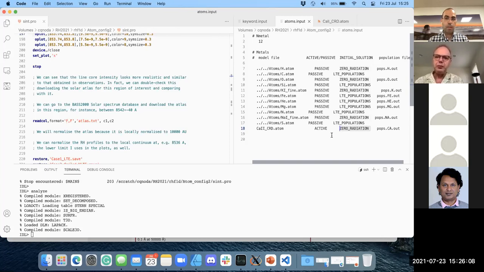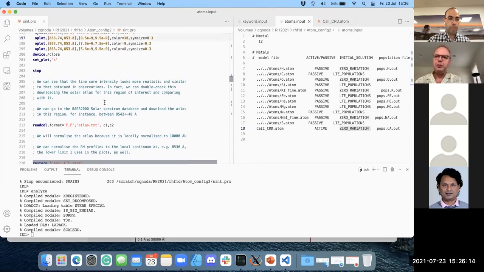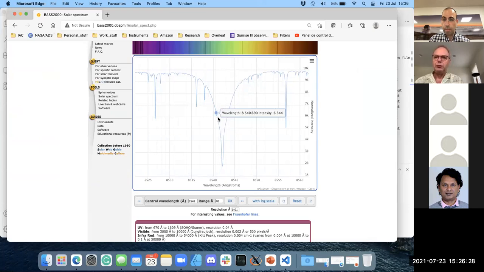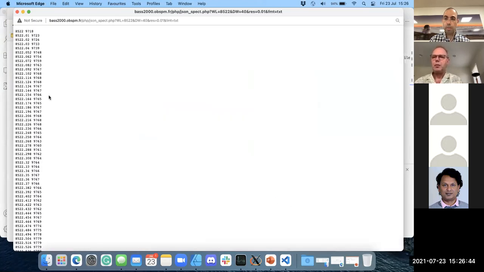Okay. So then I was saying that, in order to really compare the new computation and really see that it's closer to the observed profile, let's go to the BASS 2000 solar database. Remember, you have the solar atlas here. In my case, I just type 8542, and then I put 40 Angstrom just to have a reference. And if you want it for making plots, you click this icon here, and a window will pop up, and then you have wavelength and intensity.